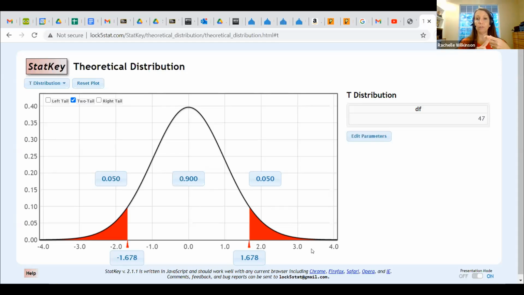Okay, so notice that when we're finding T star, it only is based on 2 things. It's based on degrees of freedom, and it's based on the confidence level. Okay, notice that there is no formula to calculate T star. It's just a value from the T distribution that you get by knowing confidence level and degrees of freedom.